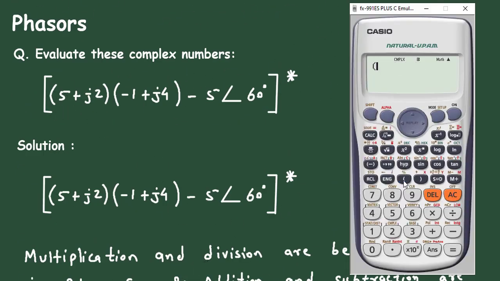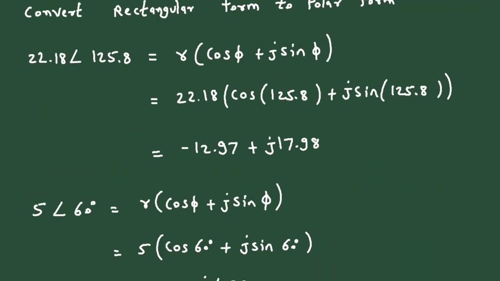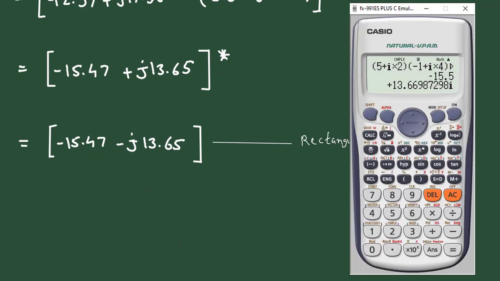In a bracket 5 plus j2, then in another bracket minus 1 plus j4, then minus 5 at an angle 60. Then we take the complex conjugate of this manually. So it is minus 15.5. So here we can see the answer is correct: minus 15.5, which is approximately minus 15.47, and then the complex conjugate of this value. Here also it is minus 13.66, and here it is 13.65. So our answer is correct.